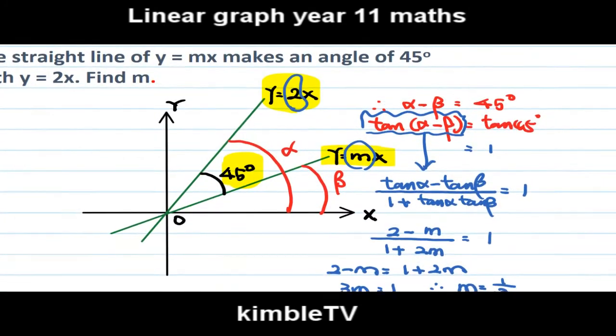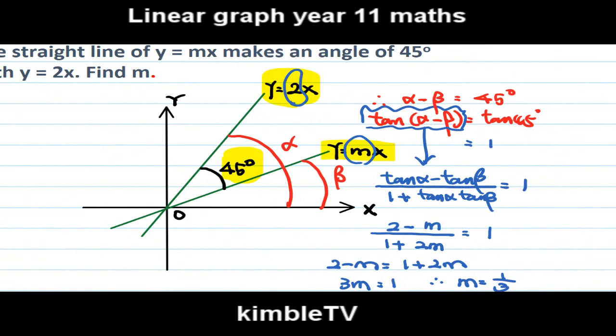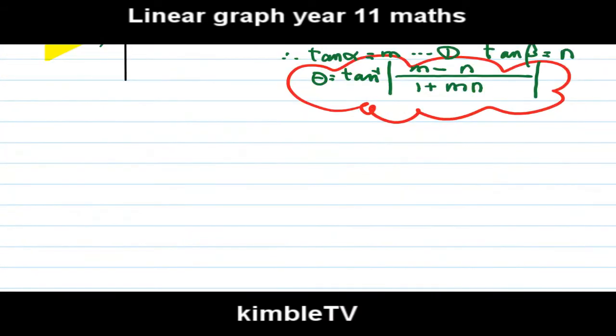Very easy. So I want you not to use the formula for solving any problems. But school tests sometimes require you to use the formula. So at that time, you must memorize this formula: theta equals tan inverse of the absolute value of m minus n over 1 plus mn.